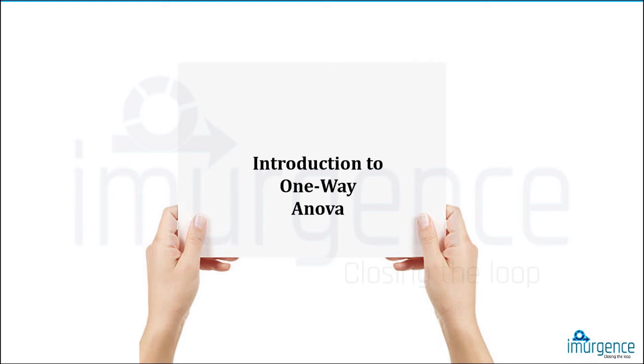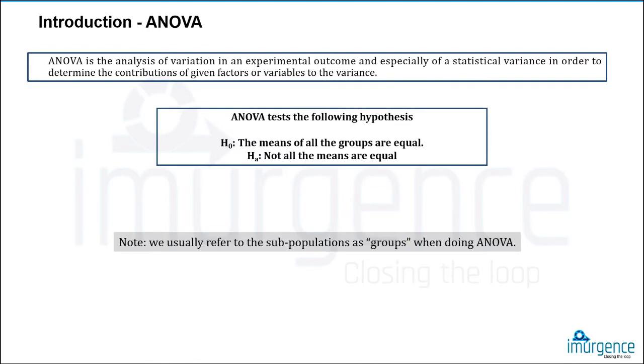Now we'll get into a one-way ANOVA, right? So what is an ANOVA basically? An ANOVA is an analysis of variation in an experimental outcome, and specifically about the statistical variance, in order to determine the contribution of a given factor or variable to the variance.